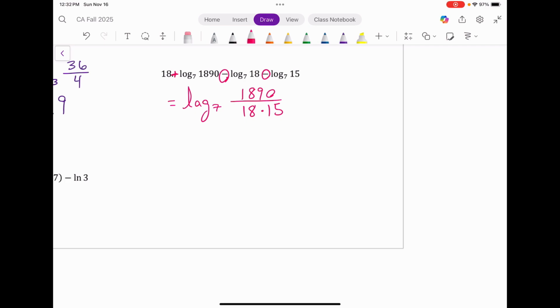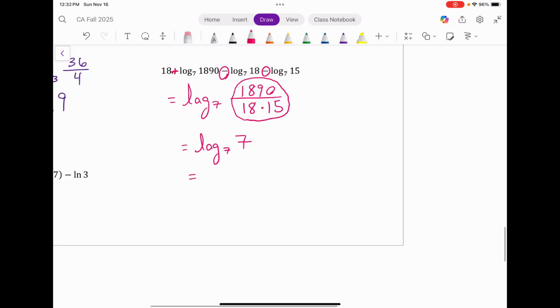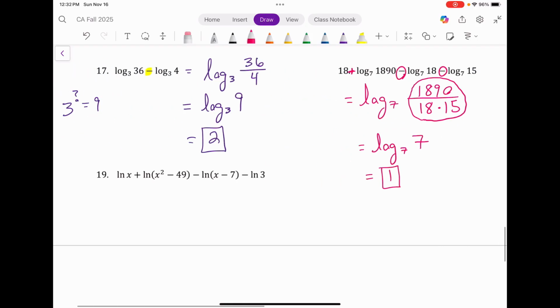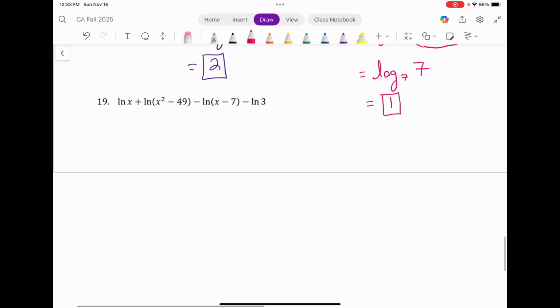Okay, so we can simplify the argument right here. So 1890 divided by 18 times 15. This all simplifies to 7 if you put that in a calculator. So this last log is saying log base 7 of 7. So 7 raised to what power gets you 7? If you want to think about it in exponential form, it is 1. Okay, so last one, 19.